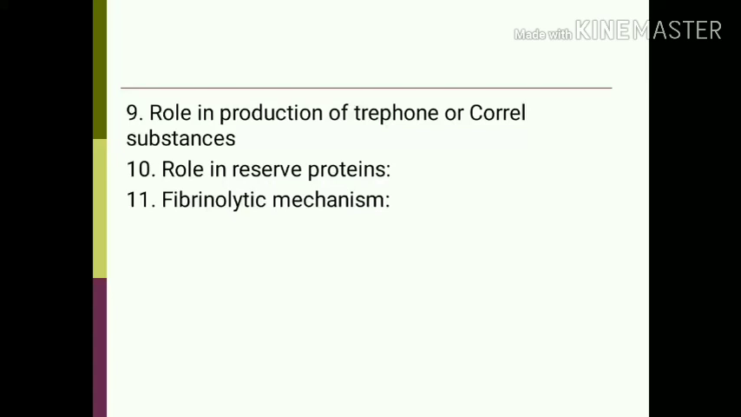They also play an important role in the fibrinolytic mechanism. For the fibrinolytic mechanism to get activated, profibrinolysin, which is the inactive form of a plasma protein, gets activated, and it causes lysis of the fibrin clot that is formed during blood coagulation. So this is all about the functions of plasma proteins.